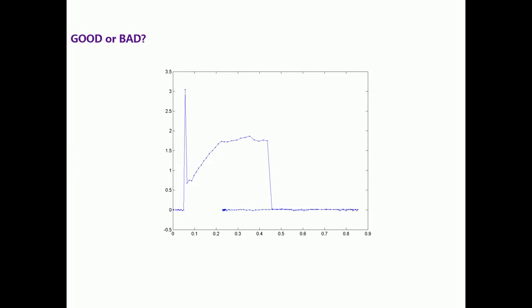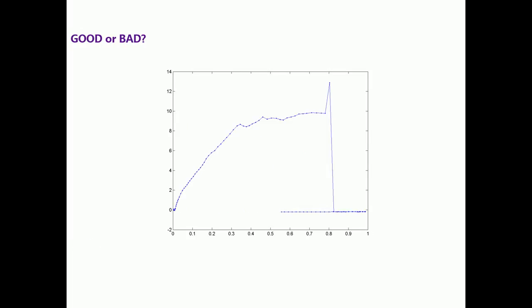What about this one? Good or bad? It's a bad one because of the huge lurch here. It must have hit something during the test. What about this one? Good or bad? It's actually a bad one because of the lurch at the very end of the intermediate section.